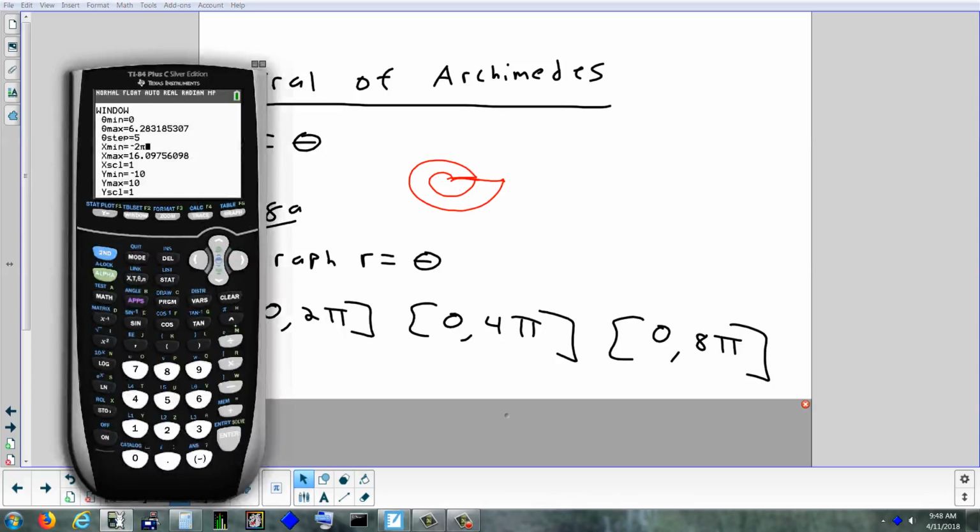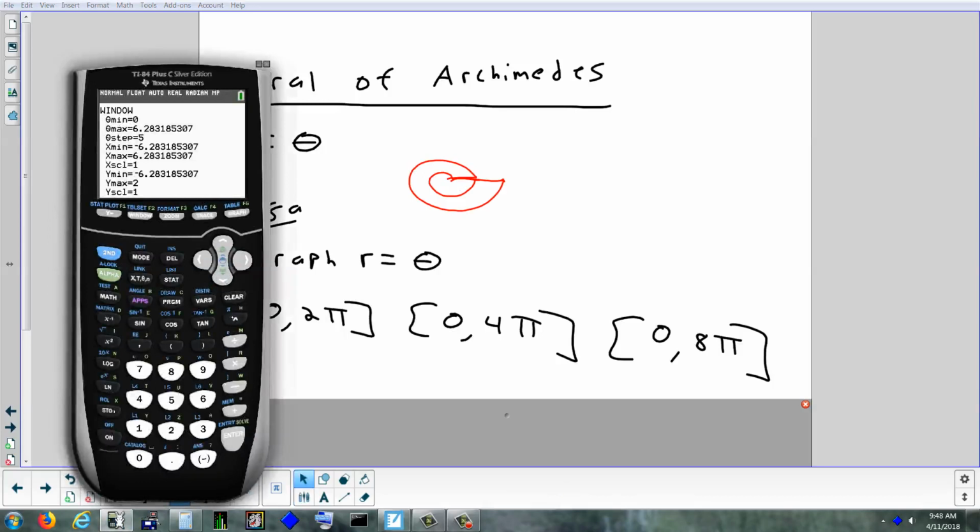negative 2 pi to 2 pi, and negative 2 pi to 2 pi. Now, what's going to happen is on the right edge of the screen, the spiral is going to be right on the edge, okay, when it gets back around. All right, so I got that. Let's go back to the window and look at it. Think about it. What's wrong here? Why isn't that working? Something's not right.